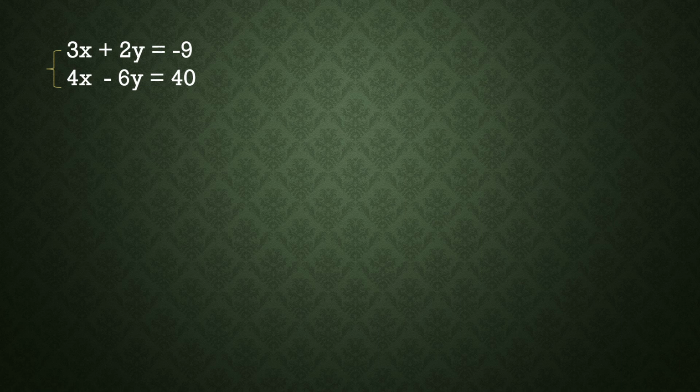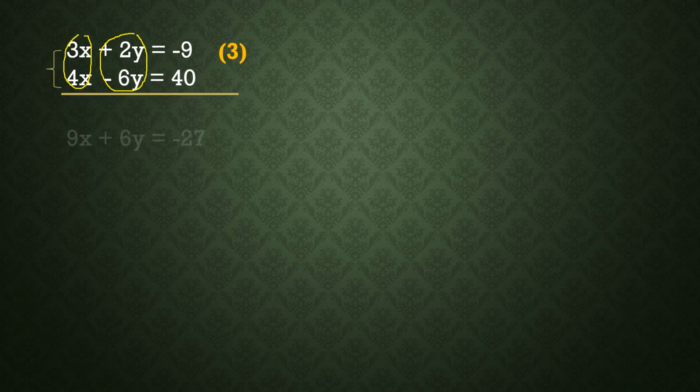Next, 3x plus 2y equals negative 9 and 4x minus 6y equals 40. Again, we do not have inverses here. We have 3x and 4x that will become 7x and 2y minus 6y is negative 4y. But we can make inverses here by multiplying the first equation by 3.